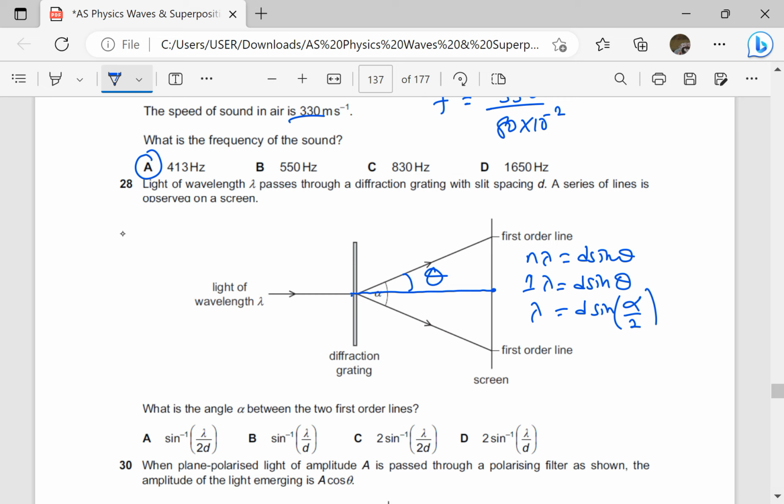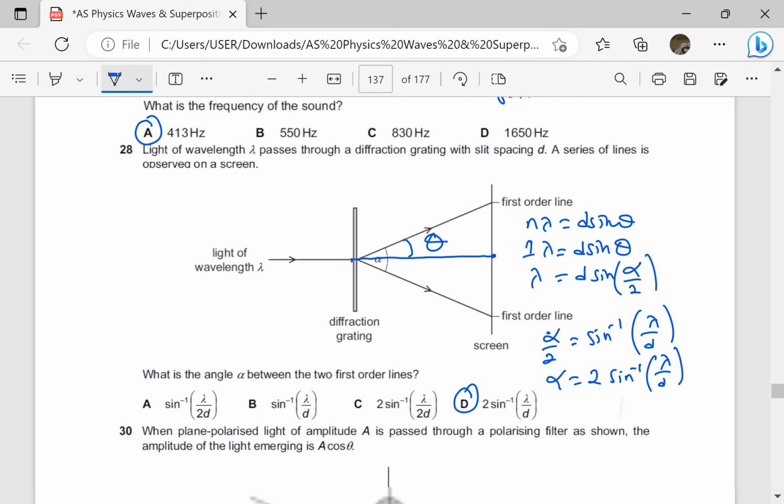What is the angle alpha between the first order lines? So theta is alpha divided by 2. So sine inverse of alpha over 2 is equal to the sine inverse of wavelength divided by d. So it means alpha is going to be twice sine inverse of λ divided by d. So it means our answer in this case is going to be D.